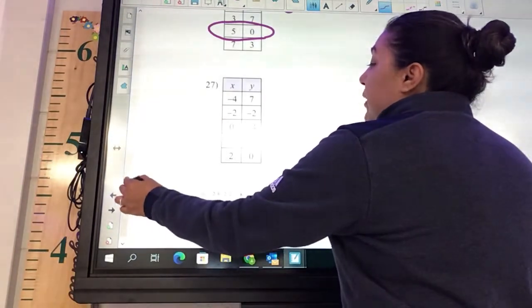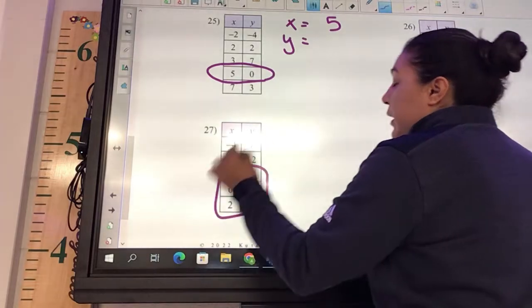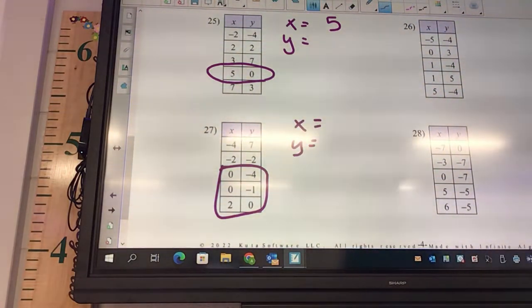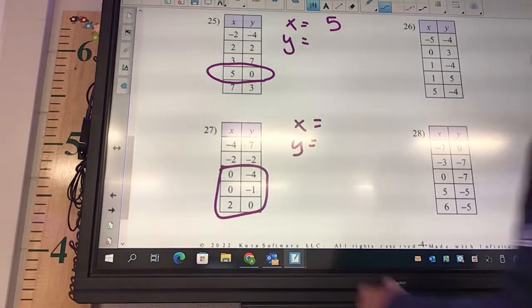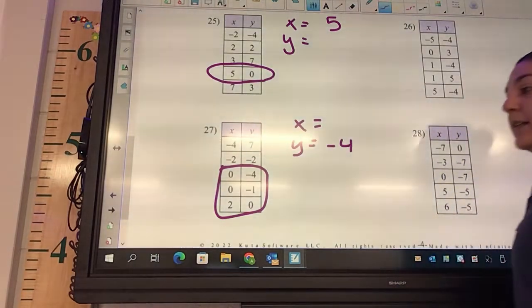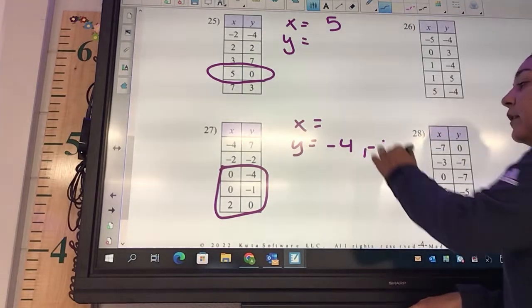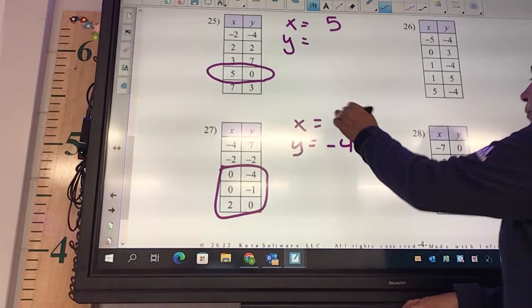Okay, 27. We got 1, 2, and 3. 0, negative 4. Is that an x or a y intercept? It's a y. 0, negative 1. It's going to be a y. And then 2, 0. X.